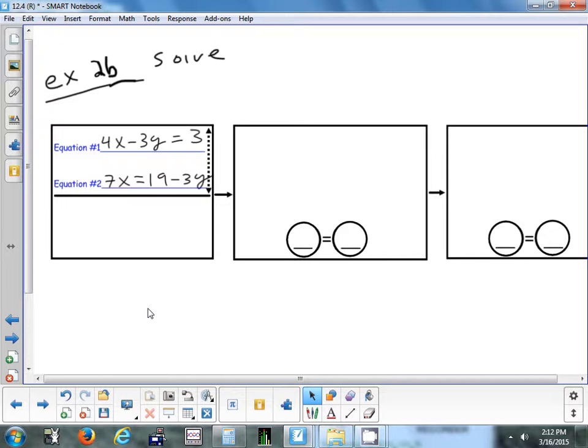What's wrong, Laura? You're supposed to have the x and then the y, then the number. All right, so what do you do? 7x plus 3y equals 19. So you added 3y here, and over here too, right? Good. All I'm going to do is bring down equation 1 and just rewrite it: 4x minus 3y equals 3. And then I'm going to do what Laura just said to do: 7x plus 3y equals 19.